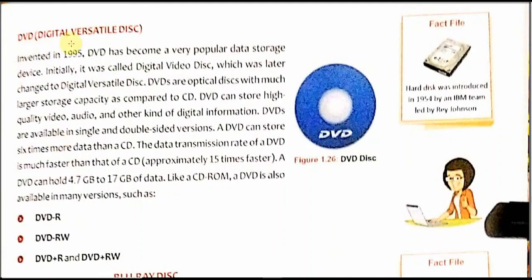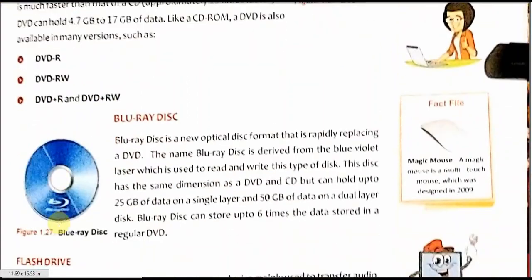Next type of disk is DVD, that is digital versatile disk. This DVD is similar to CD, but CD has a capacity to store around 700 megabytes of data, but DVD can store 4.7 GB to 17 GB of data. Now CDs are of many types. Similarly, DVDs are also of many types. First one is DVD-R, it means recordable. DVD-RW, it means rewritable. DVD-R and DVD+RW, it means you can read and write both on this.